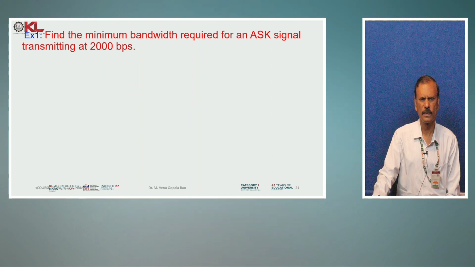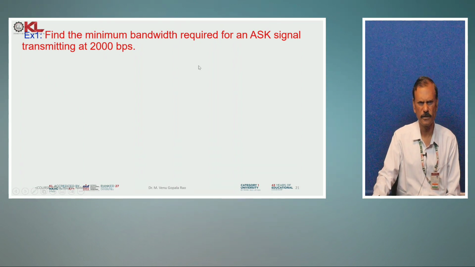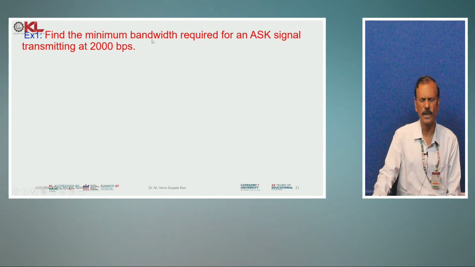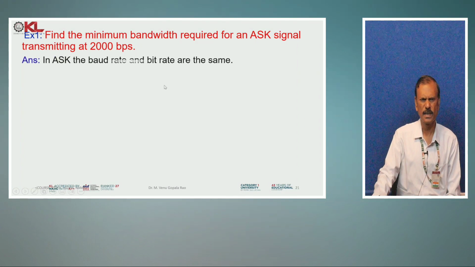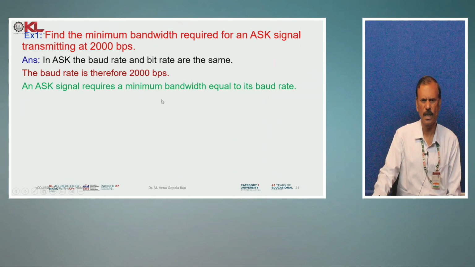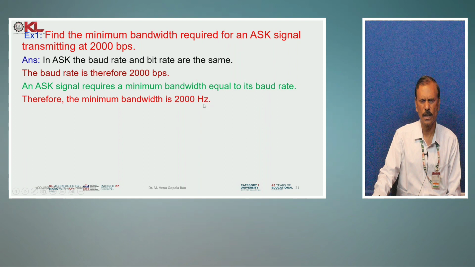Now let us see example 1. Find the minimum bandwidth required for an ASK signal transmitted at 2000 bits per second. So here the ASK signal is transmitted at 2000 bits per second, that means the bit rate is given as 2000 bits per second, and we are required to find the bandwidth. So the answer is like this. In ASK, the baud rate and bit rate are the same, and the bandwidth is also the same, so the baud rate is 2000 baud, and the bandwidth is equal to the baud rate, so 2000 hertz.